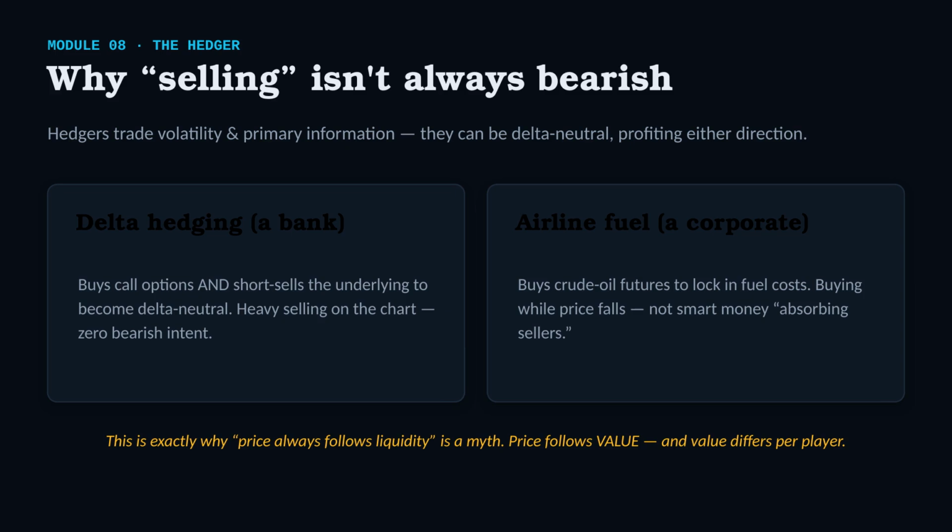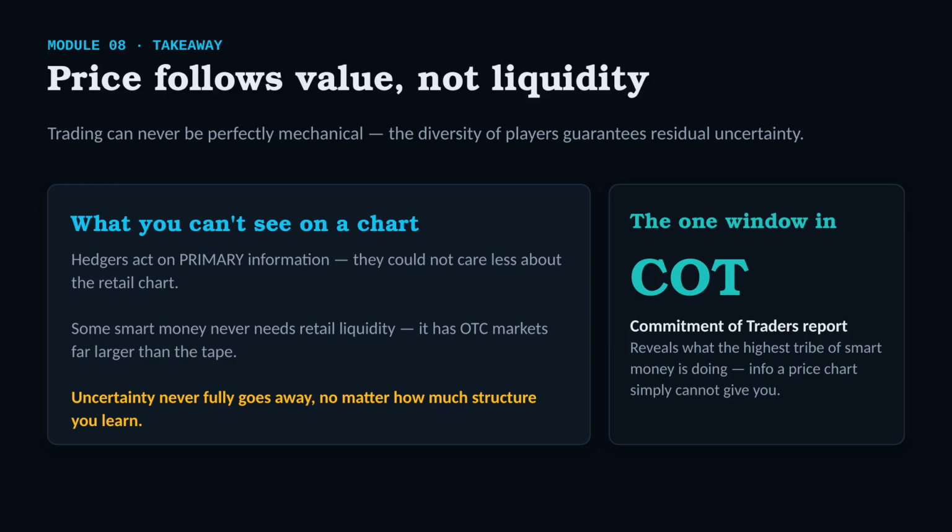For this precise reason, the idea that price follows liquidity all the time is a myth. Price follows value. But value means different things to different market participants. Value in the eyes of a speculator is not the same as value in the eyes of an arbitrageur or a hedger.